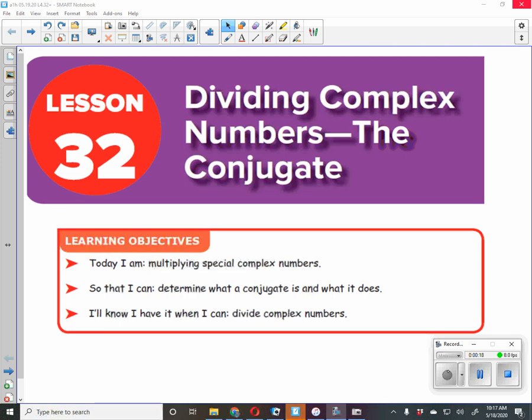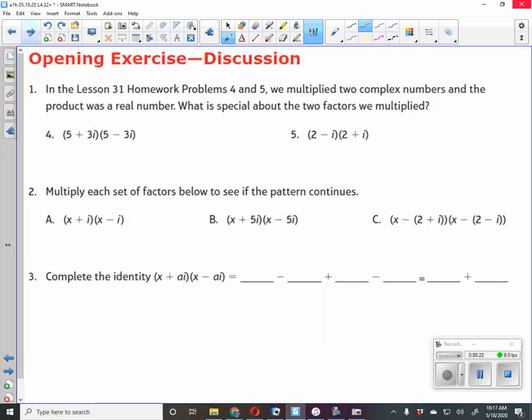Whoa, that's not supposed to move. That was supposed to be underlined. All right, so let's jump into the open exercise, see what we got.